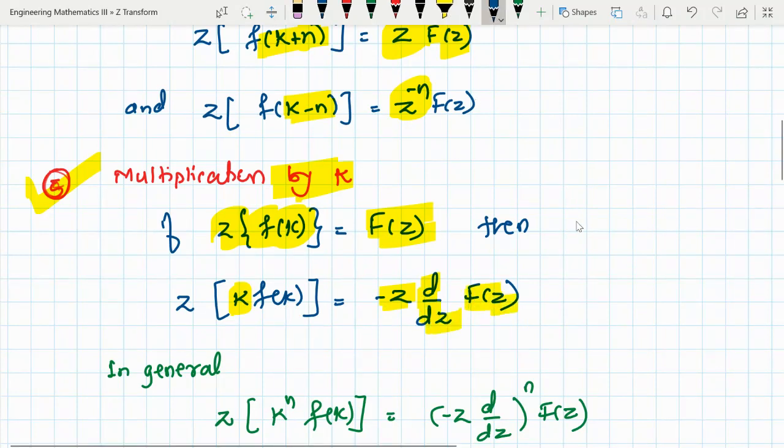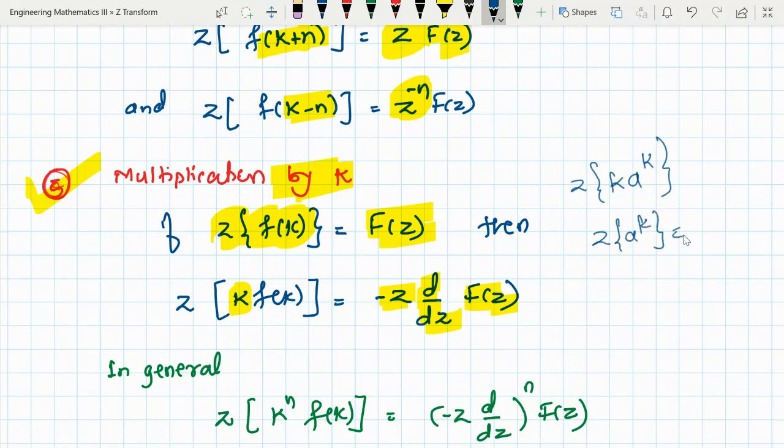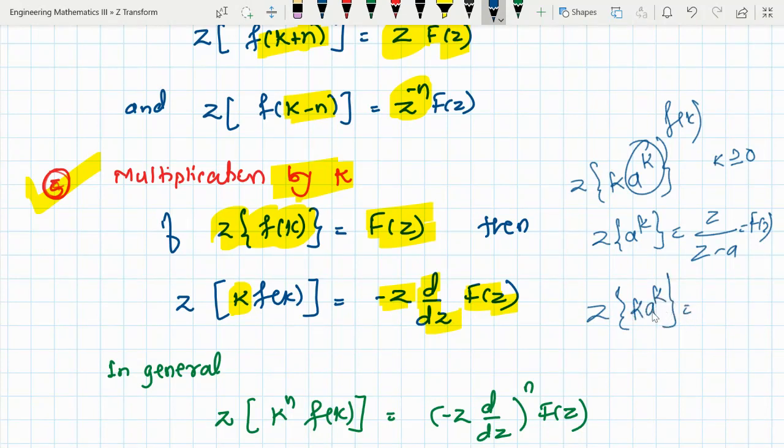See, simply, if I have to find the Z transform of k into a raised to k, what is this? We know that the Z transform of a raised to k is z upon z minus a, of course for k greater than or equal to 0. So this is my fk, and this is its Z transform, f of z. Now what we need to do is multiply by minus z and take the derivative. Therefore, the Z transform of k into a raised to k is minus z d by dz of z upon z minus a. Just find that derivative and that will be my final answer.